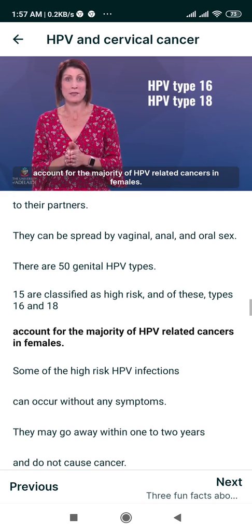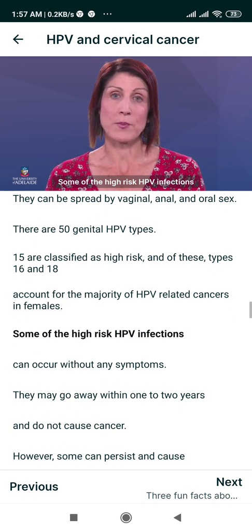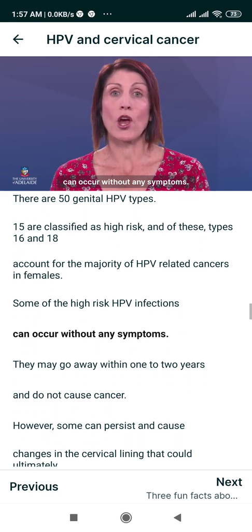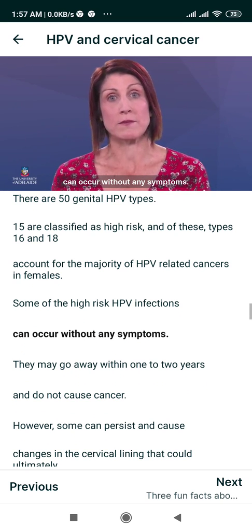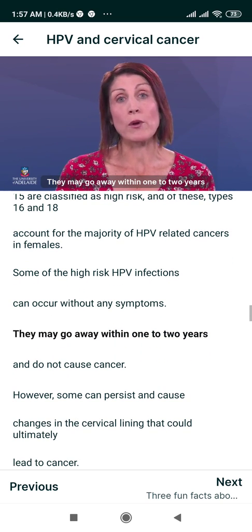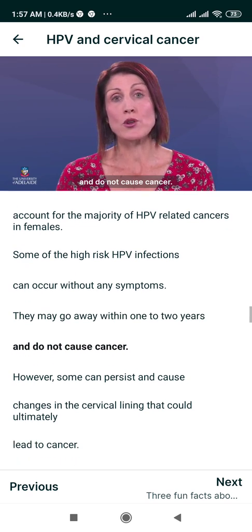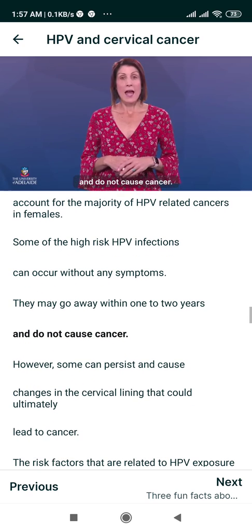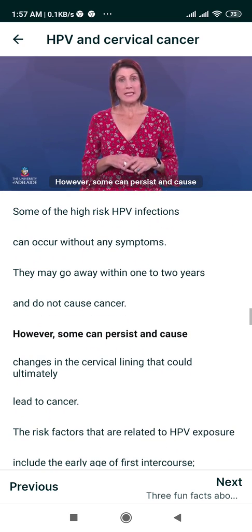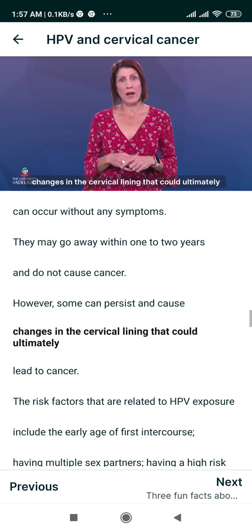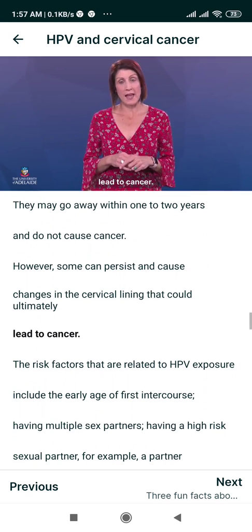in females. Some of the high-risk HPV infections can occur without any symptoms. They may go away within 1 to 2 years and do not cause cancer. However, some can persist and cause changes in the cervical lining that could ultimately lead to cancer.